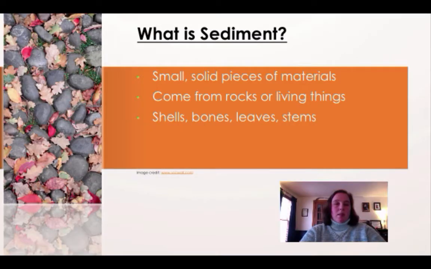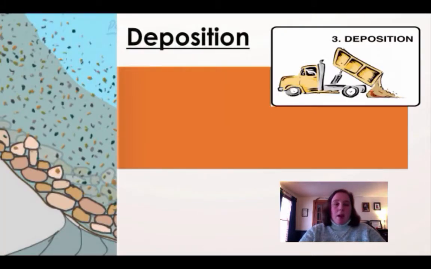So sediment is the small solid pieces of materials that come from rocks or living things. They can be shells or bones or leaves or stems or mud. Basically, it's just all that stuff that's left behind. So let's keep going on our processes that we're talking about.